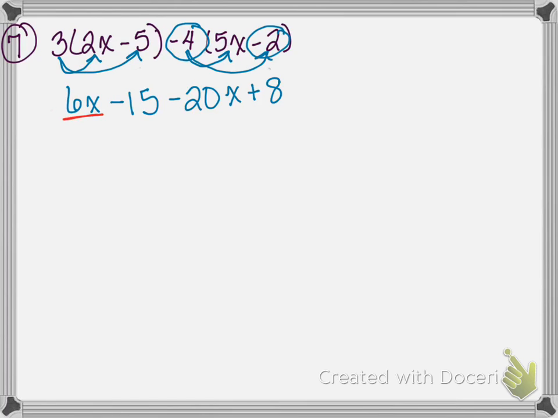Okay? I have 6x and I have negative 20x. Okay? 6x and negative 20x. One's positive, one's negative. Negative 14x. Good job. Okay? And then I have negative 15 and positive 8. Good. Negative 7.